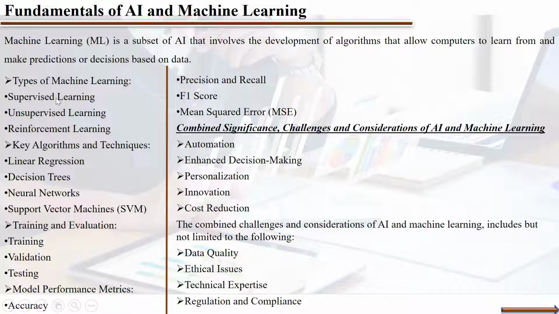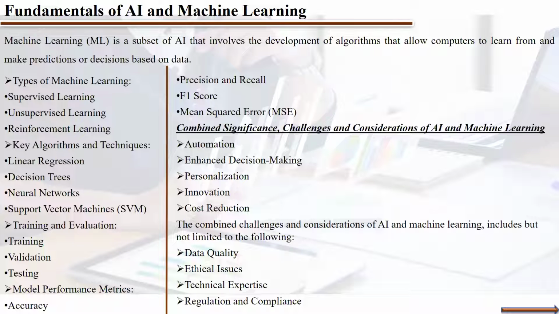Types of machine learning, we have supervised learning, unsupervised learning, reinforcement learning. Key algorithms and techniques: linear regression, decision trees, neural networks, support vector machines. Training and evaluation. Here you should train and retrain, validation, testing. I want us to really skip this theory part. But let's see the combined significance, challenges, and considerations of AI and machine learning.